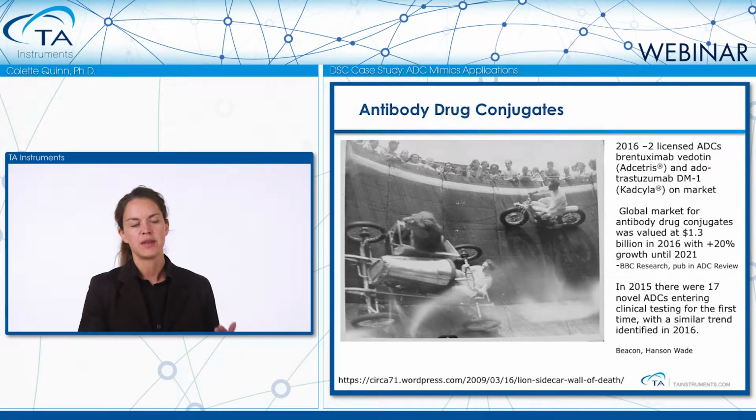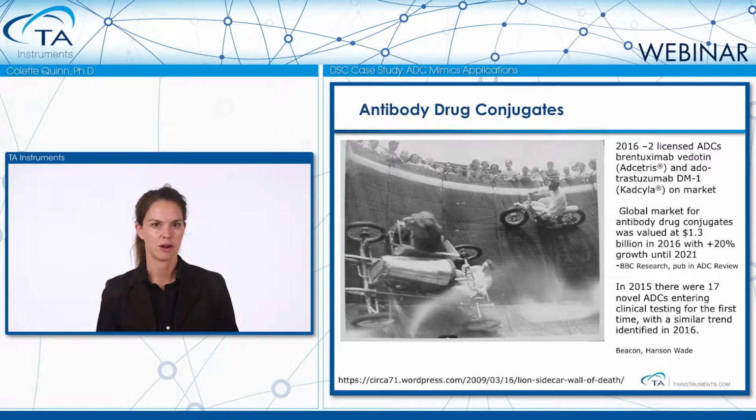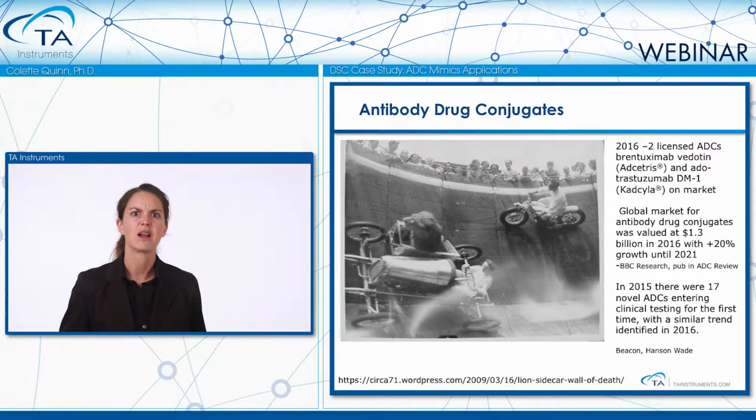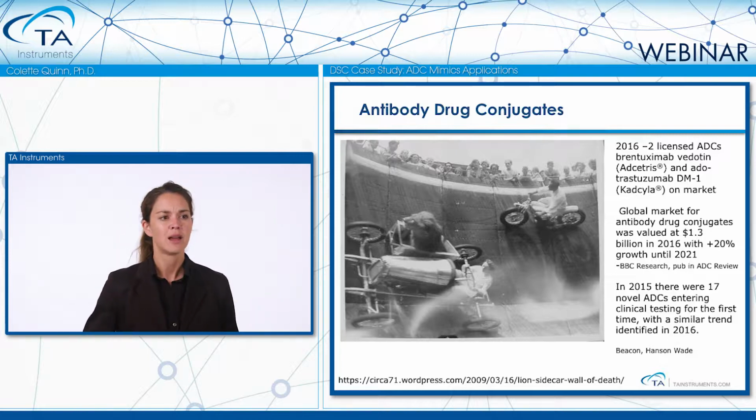The other important thing this picture shows is that you have a lion attached to one of the cars, but not to the other, not to the motorcycle. And this would be very ineffective in its delivery of this antibody drug conjugate. Really, you'd want a lion sidecar attached to every single antibody that you have prepared running through there, so you have the right dosage of that ADC.